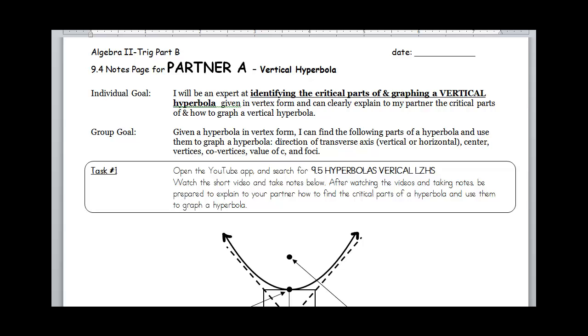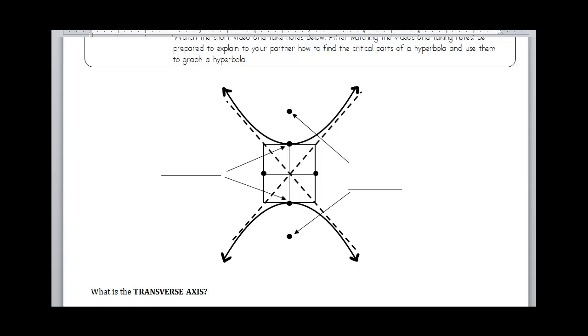In this video, you will become an expert at identifying the critical parts and how to graph a vertical hyperbola. So let's look at the diagram below. In this diagram, you'll notice that a hyperbola looks very similar to two parabolas, vertical, having one opening up and one opening down. That means it also has two vertices.